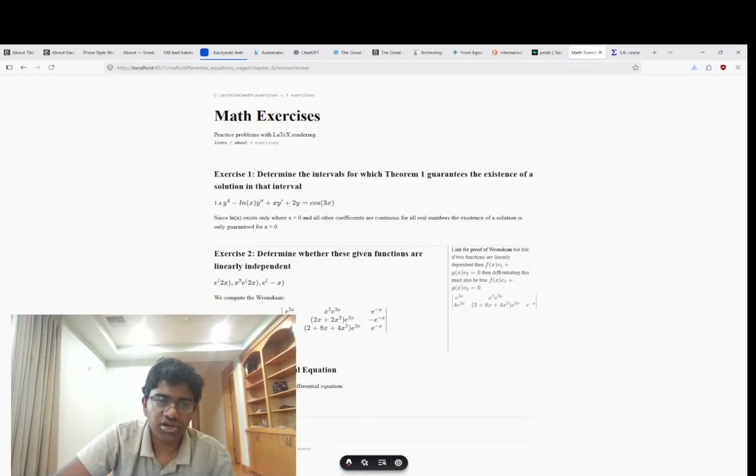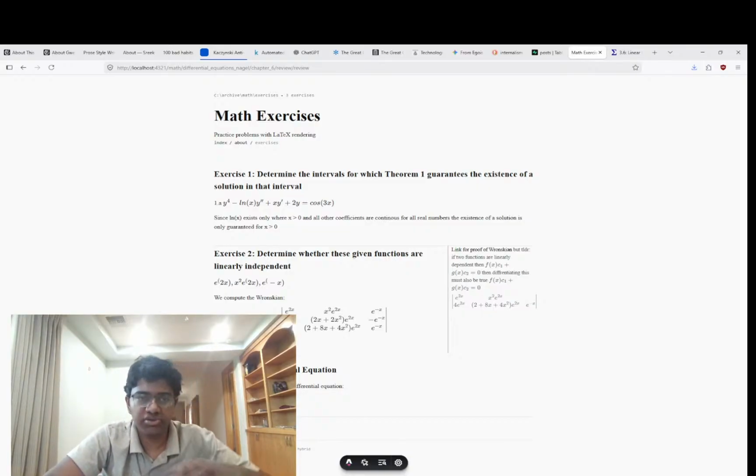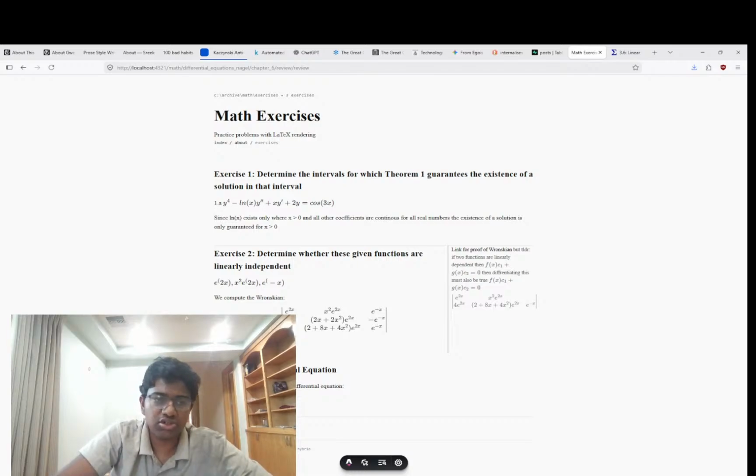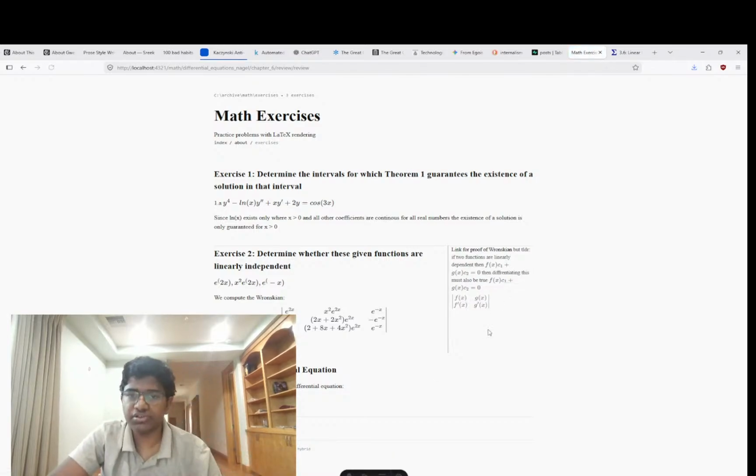Instead of x squared e to the 2x, it should be f of g of x. That's pretty simple. Write out g of x. This one should be f of x. This is obviously f prime of x, and this was obviously g prime of x. And then now we have this matrix.